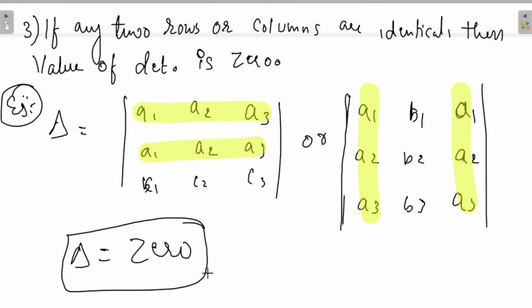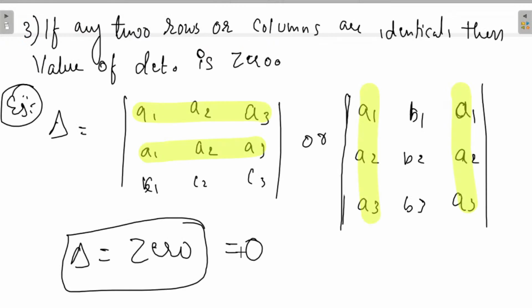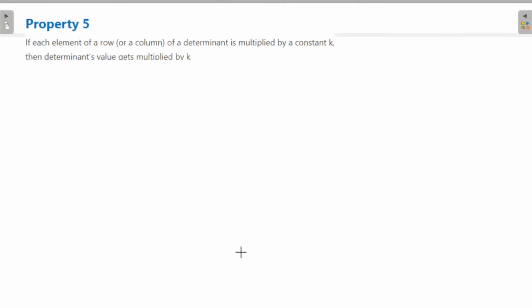Here the value of determinant will be 0. Okay, directly we say this will be 0. Next, coming to the fourth property, if each element of a determinant is multiplied, if each are identical, the value of determinant. So this was this property. Okay, let it be. See, now this is the fourth property. This is property number 4.